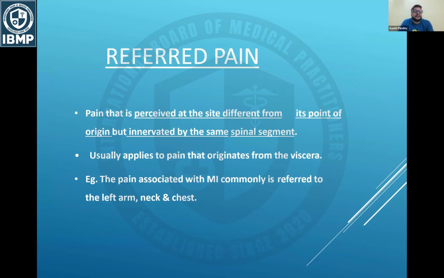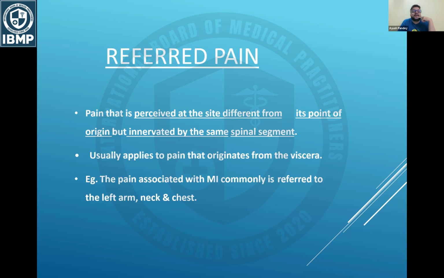Now, what exactly is referred pain? If you are practicing, if you are a palliative care expert, specialized in the medical field, or you are encountering a patient with any medical or surgical background, the point of origin of the pain may be different, but there may be a referred pain at some other site. So why exactly is this happening? Pain is perceived at a site different from its point of origin. Important.